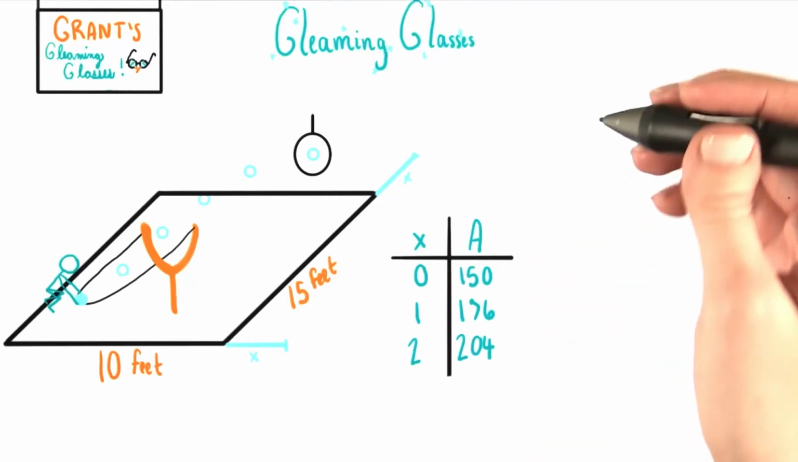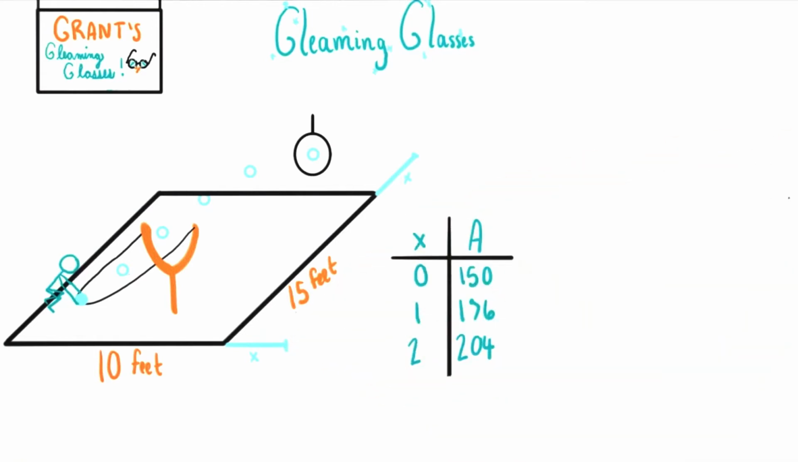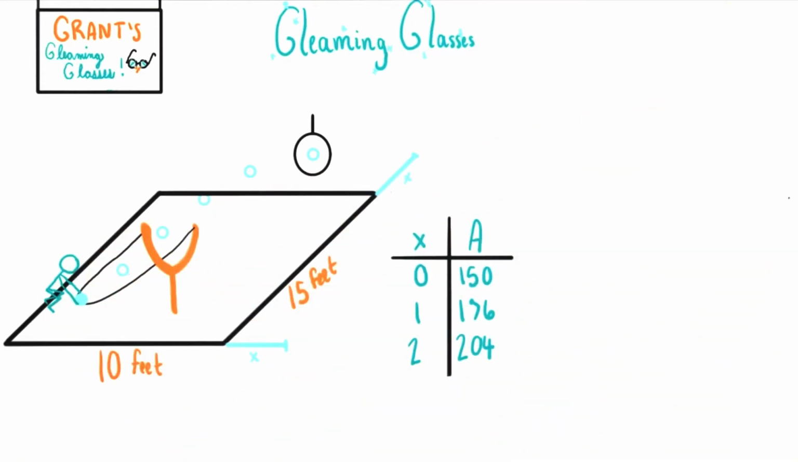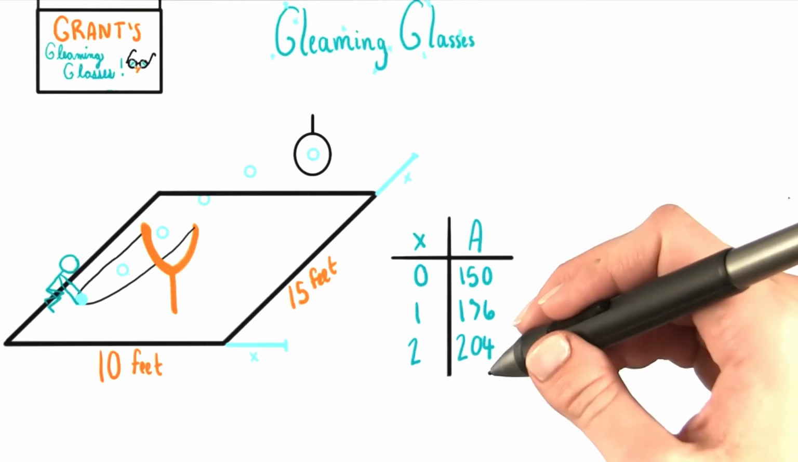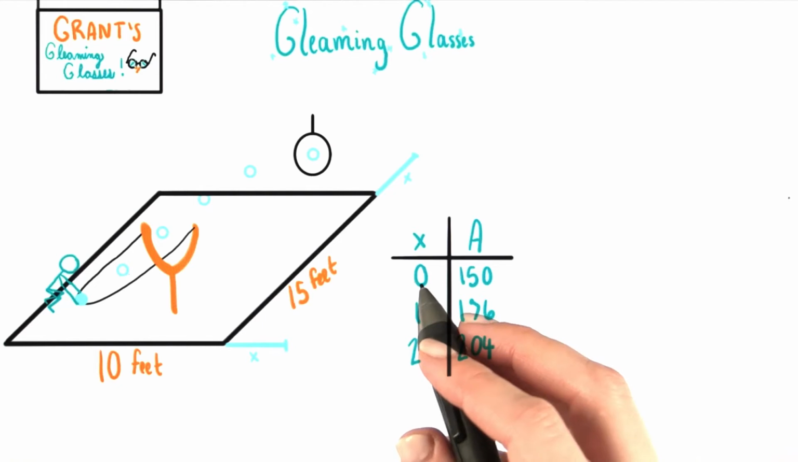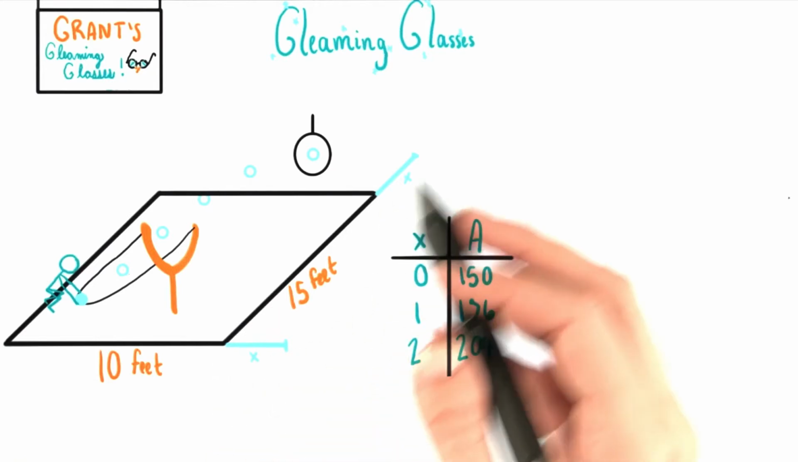Let's take a moment to examine these values of x, the amount we're increasing each dimension by, and A, the total area of Grant's display space, or at least the ones that we've seen so far. The original area, before we added anything to either dimension, was 150 square feet. When we added 1 foot in each direction, the area changed to 176 square feet.